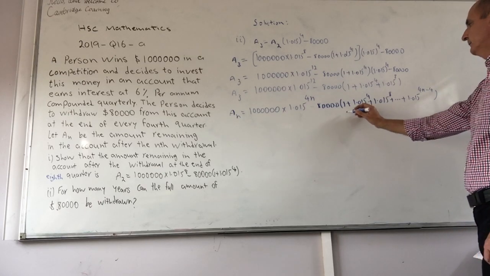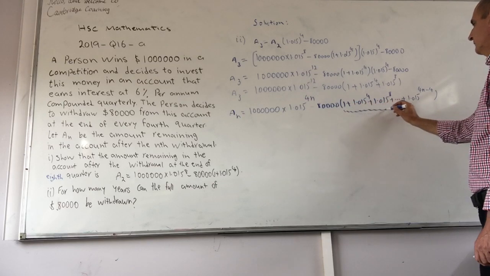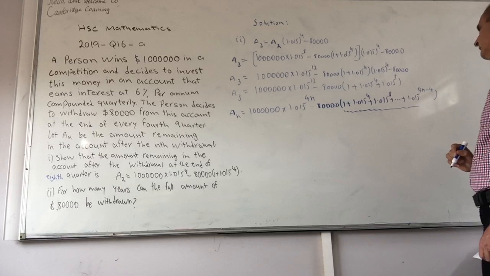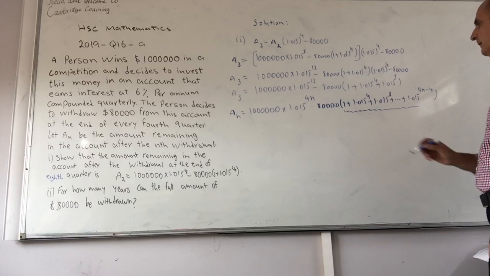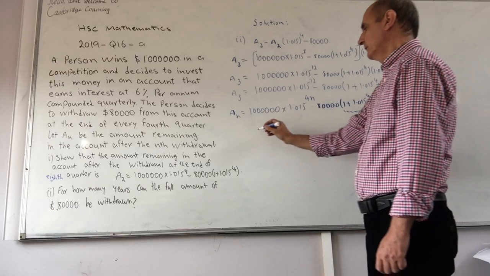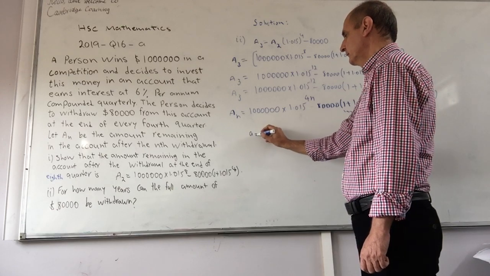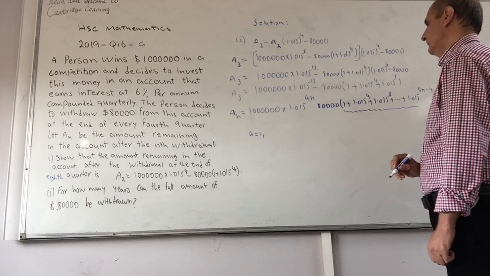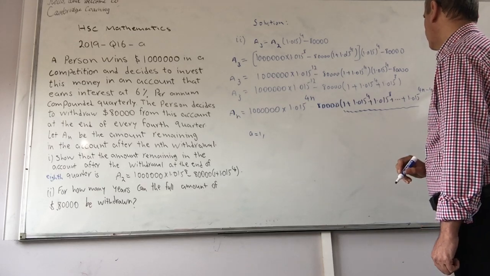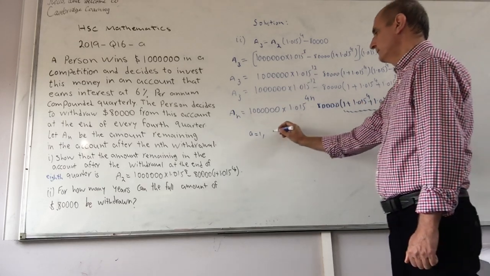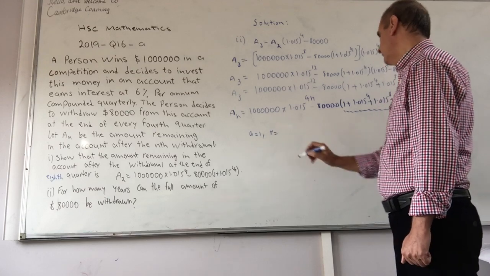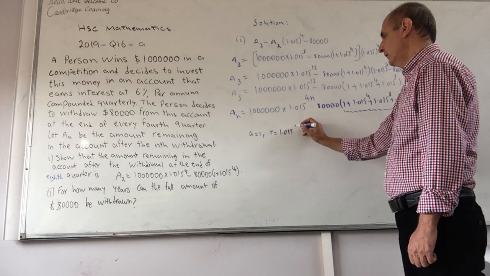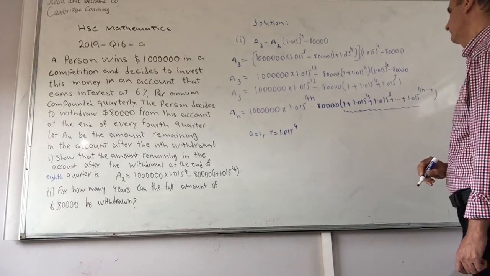Now we can add this up because it is a geometric series with your A equal to 1, the first term, and your R, the common ratio, is 1.015 to the power of 4.